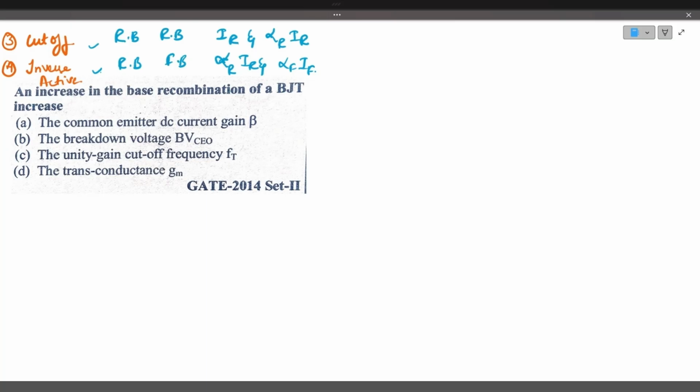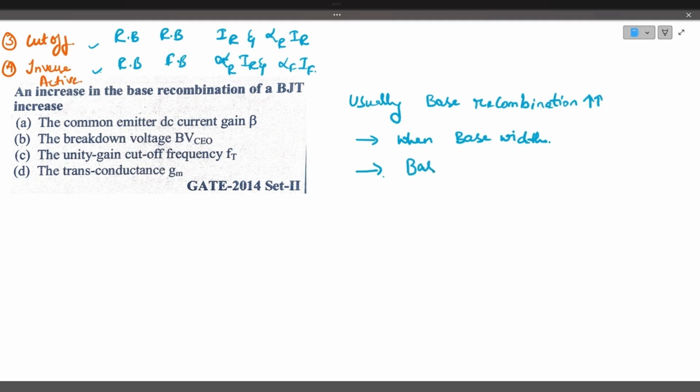An increase in the base recombination of a BJT increases. So the base recombination, usually, increases when the base width increases. When the base width increases, base recombination will definitely increase. Means base current will increase. Second case is when base doping concentration increases. In either of these two cases, I_B increases.